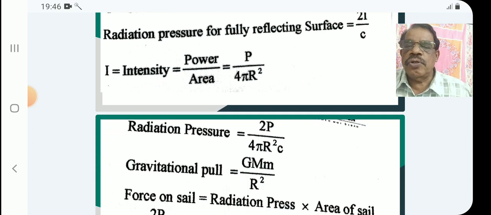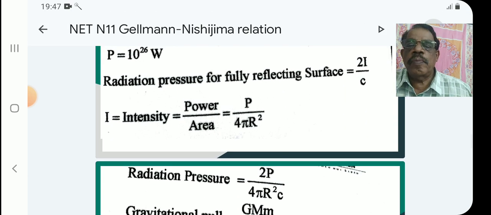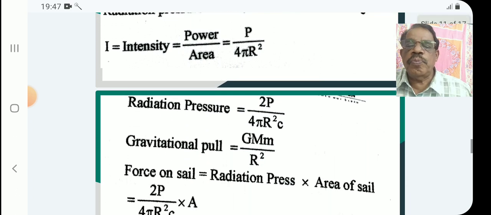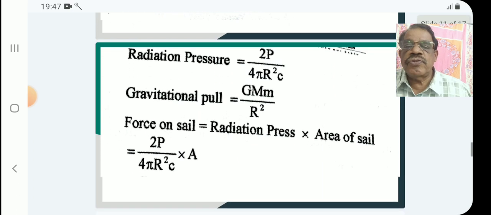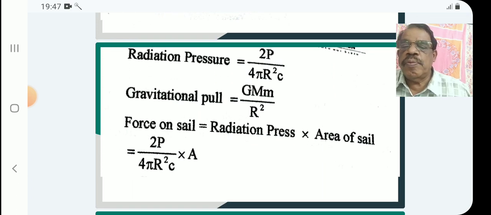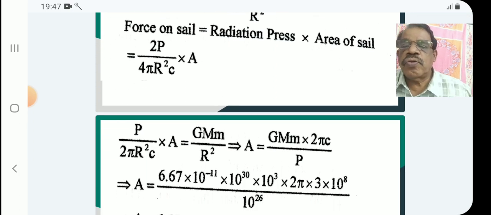Therefore, radiation pressure is twice that of the above value, that is 2I by C. We put the value, then we get 2P by 4 pi r square C, and the gravitational pull of the sun is G capital M small m by r square. Force on sail is radiation pressure times area of sail, 2P by 4 pi r square C into A, that is P by 2 pi r square C into A, which is equal to GMm by r square.